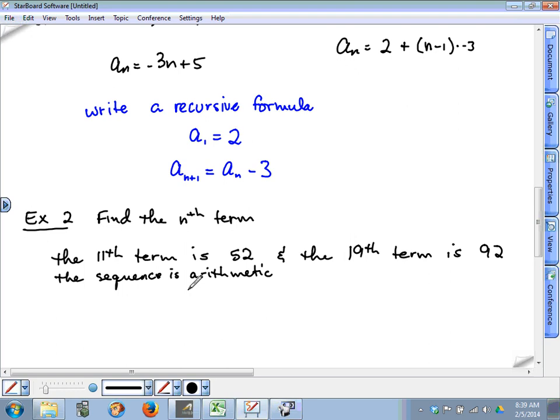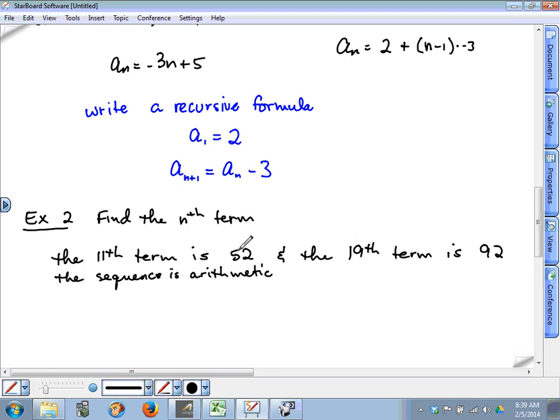What is the common difference? 5? It is 5. How do we know that? There's 40. Like 92 minus 50 is 40, and then there's 8 between the 11th and 19th terms. Just 40 divided by 8. Yeah, there's a couple ways that this could be found. It sounds like most of you are choosing a good way here.